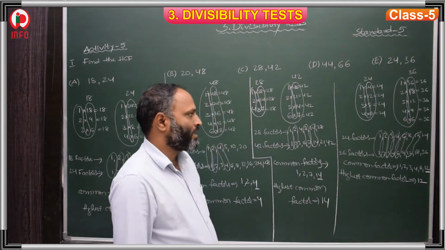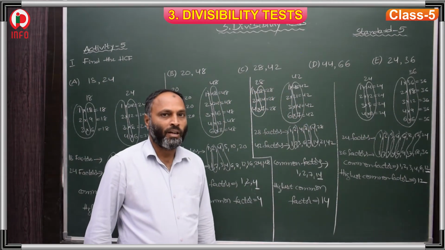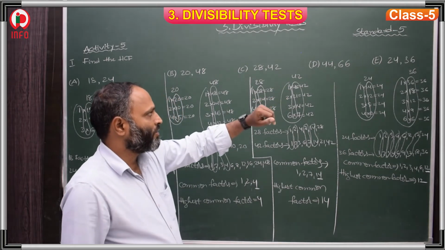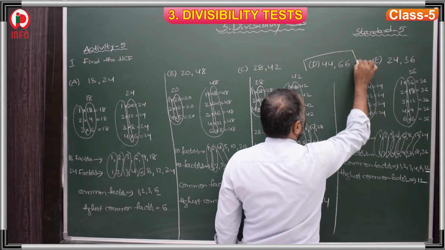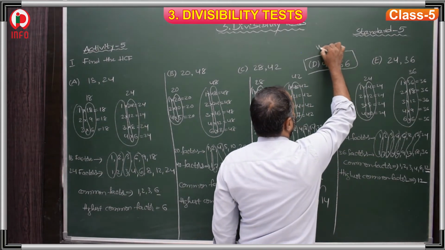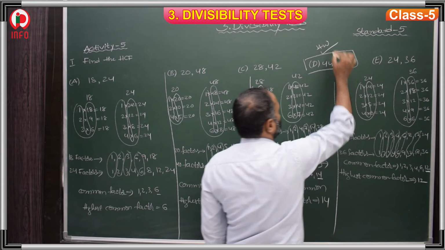In this way we have to find the highest common factor using the factorization method. The D question is your homework. One more question is there. These two questions, one is D, one is F. D and F is your home assignment.